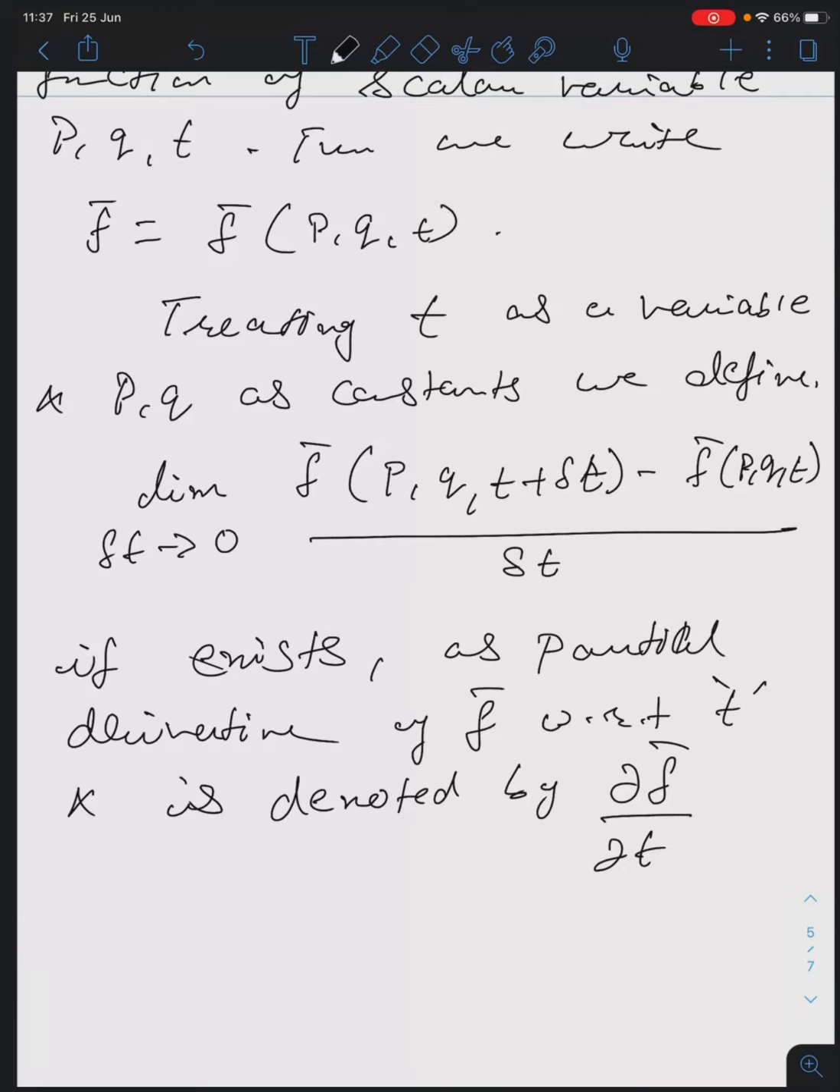Understood the definition? Again, the definition of partial differentiation is not changed. Only instead of a real valued function, you have a vector valued function here. So dou f bar by dou t. Similarly, you can define your partial derivatives with respect to p and q also. That is dou f bar by dou p, dou f bar by dou q you can define. And the same result can be applied for calculating higher order derivatives also.